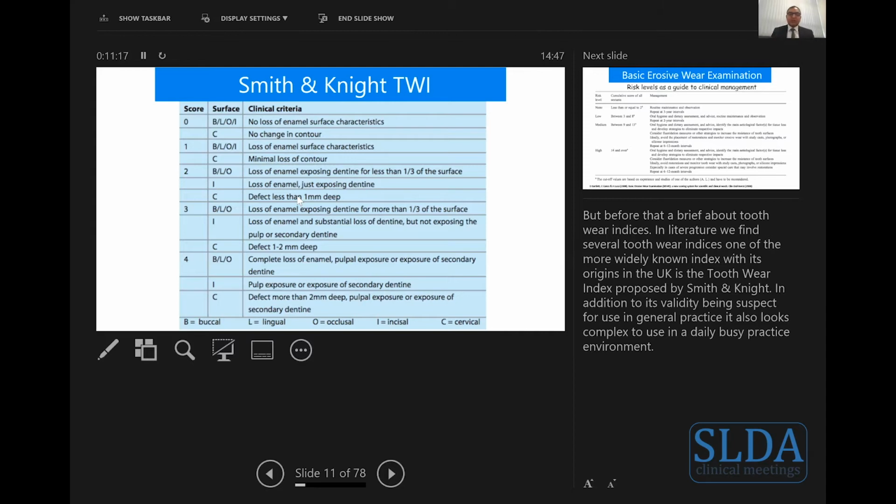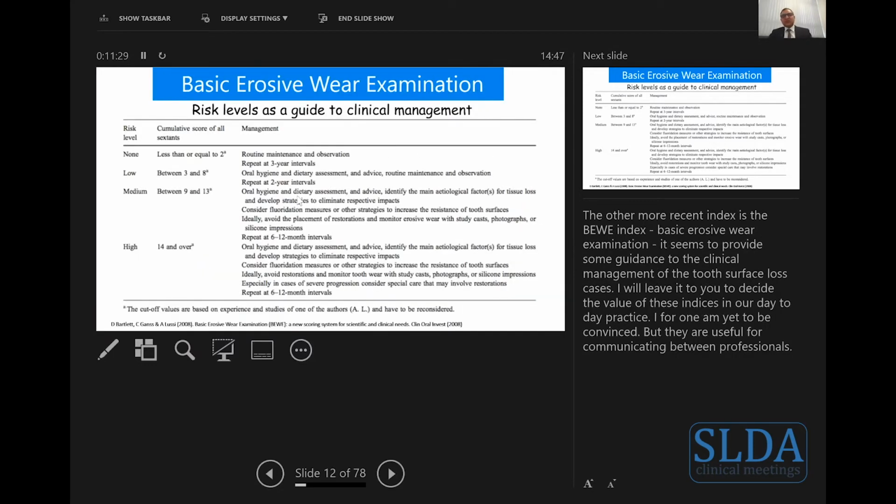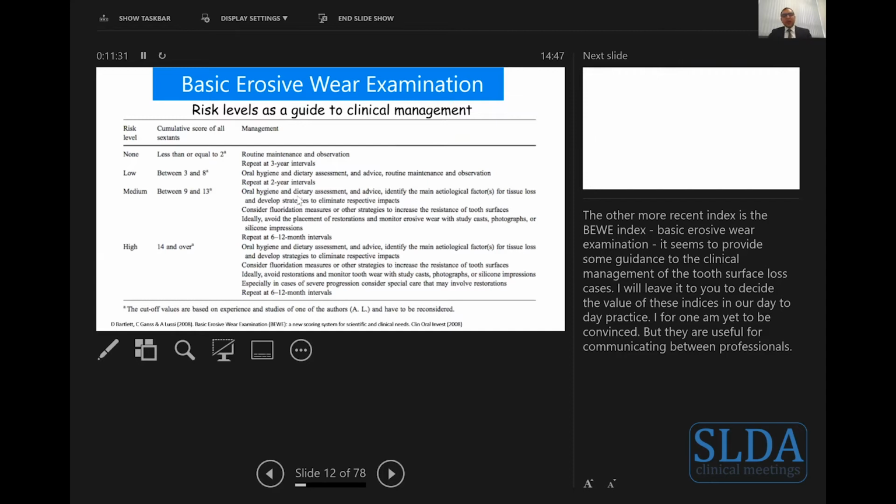I believe strongly that these indices have a role in communication with our professional colleagues. For example, when we are referring cases to a professional, we could use some of these, but on a day-to-day basis, I am not convinced about how useful these indices are. I do teach these indices to my students from a purely academic perspective, because I believe that they need to have an understanding of the availability or the options of using these indices.